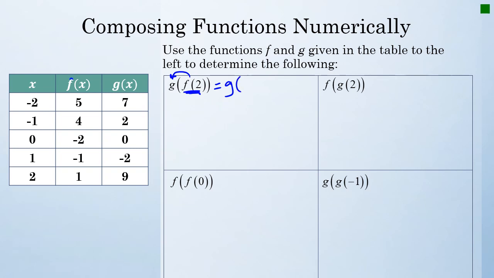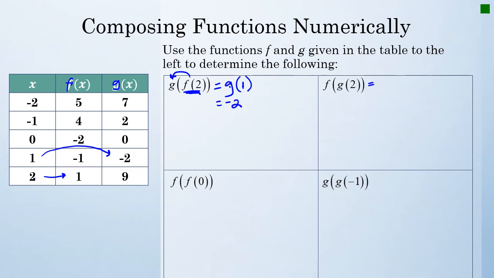So going to my f function, when I input 2, I get 1. So the output of f at 2 is 1. Now I go to g. I'm going to input 1 and see what my output is. So for g, when I input 1, I get -2.